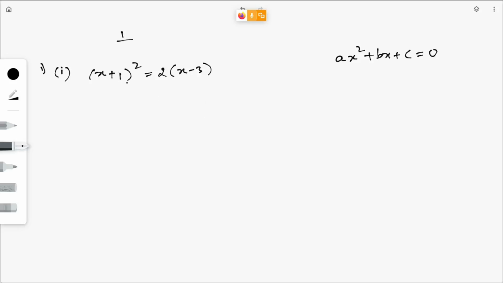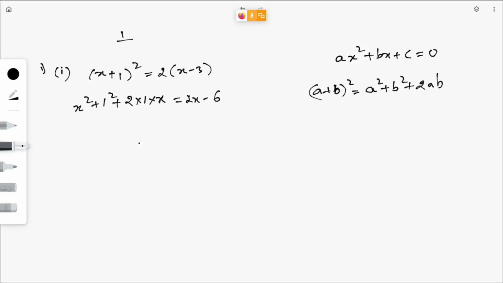x plus 1 whole square. You need to use this identity, a plus b whole square. What is a plus b whole square? a square plus b square plus 2ab. Okay. So if you use this identity, then you will get x square plus 1 square plus 2 times 1 into x is equal to, multiply these two, 2x minus 6. Fine. Okay.